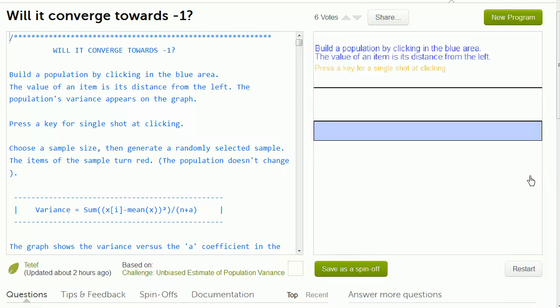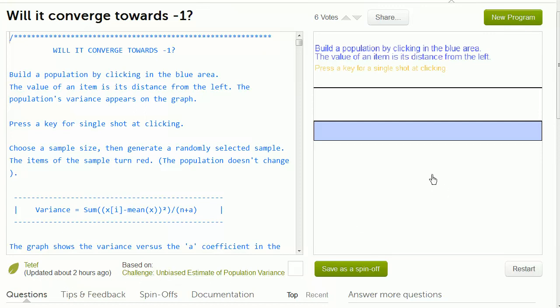Here's a simulation created by Khan Academy user TETF. I can assume that's pronounced TETF. And what it allows us to do is give us an intuition as to why we divide by n minus 1 when we calculate our sample variance, and why that gives us an unbiased estimate of population variance.